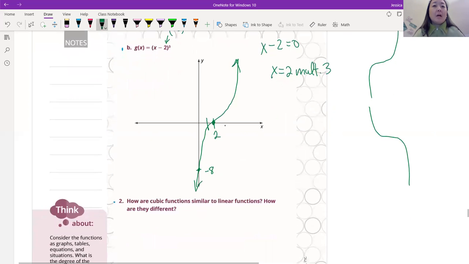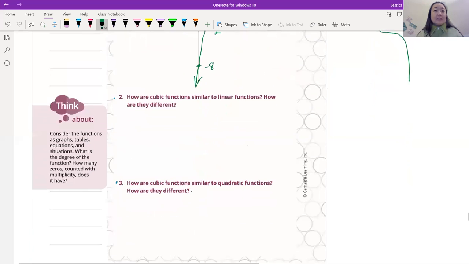So how are cubic functions similar to linear functions? Well, they have an x-intercept and a y-intercept, right? And what else? They have arrows at both ends. And how are they different? The cubic ones curve and the linear ones don't. And cubic ones have 3 roots, whereas the linear ones only have 1, right?